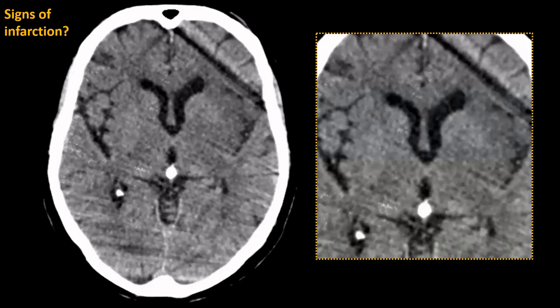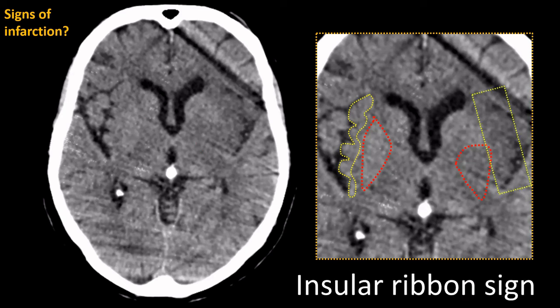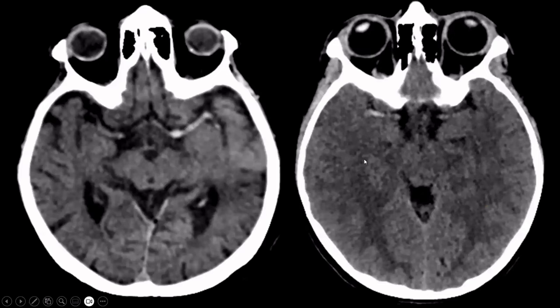Let's examine these images. Let's magnify them a bit. What do we see? The left lentiform nucleus is missing again, at least partially. We can clearly see it on the right side. On the left side, maybe here there's something left, but the rest is dark. But what is missing as well? The cortex of the left insular ribbon, or the left insular cortex rather. Clearly seen on the right side, absent on the left. This is an insular ribbon sign, or absent insular ribbon, and is also a sign of early infarction.